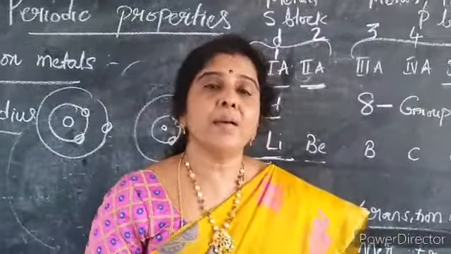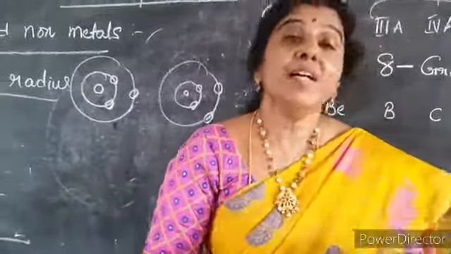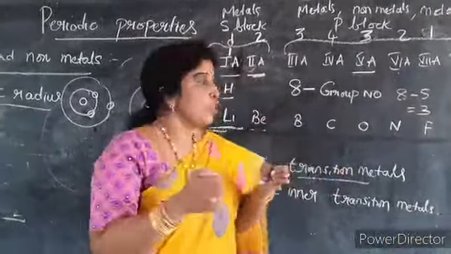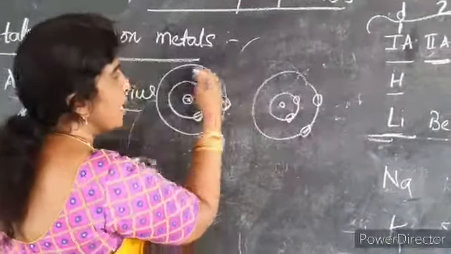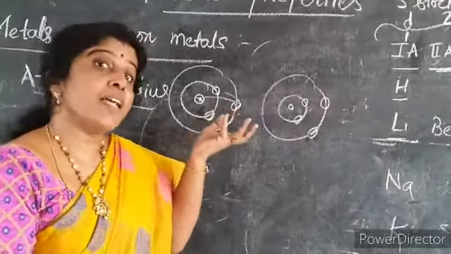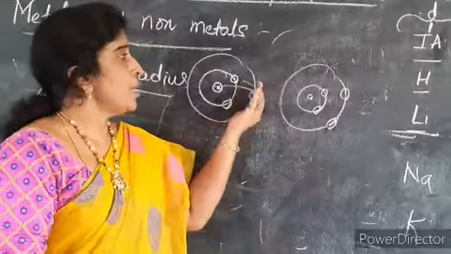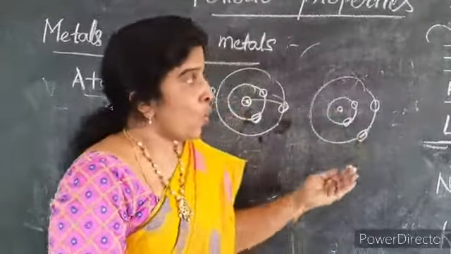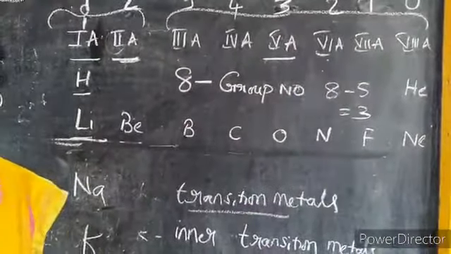So what is happening here? The number of electrons and protons are increasing when we move from left to right in a period. So what happens then when the number of electrons increases? The force of attraction between the protons present in the nucleus and the outermost electrons increases. When this force of attraction increases, we call it nuclear charge as well. When the nuclear charge increases, these electrons come closer to the nucleus and the size of the atom decreases. So, as you move from left to right in a period, the size of the atom decreases.